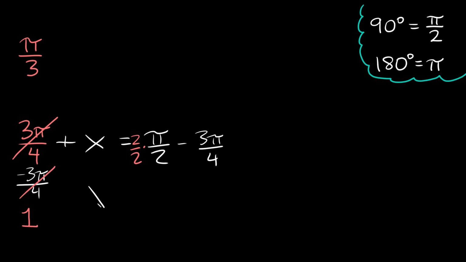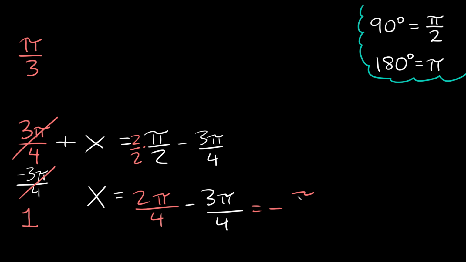All right, so then here we're going to get that x is equal to, on top, 2 pi over 4 minus 3 pi over 4. And 2 pi minus 3 pi is equal to negative 1 pi. Or we could write that as simply negative pi, and then our denominator is 4. All right, so as you can see, we got a negative answer, which, like we said, is no good.